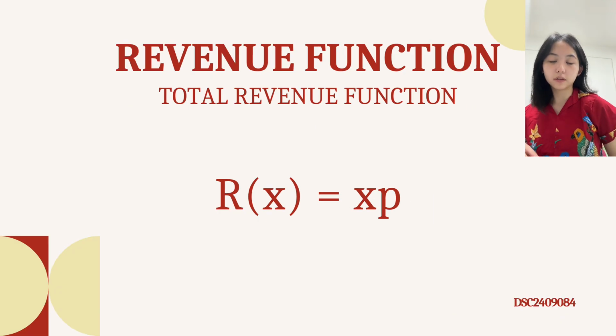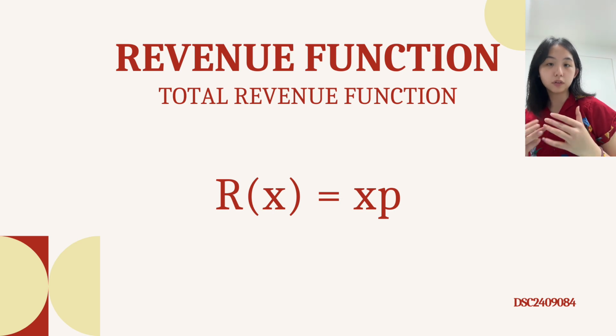Now let's shift our focus to the total revenue function, which is essential for understanding how much money a company makes from selling its products or services. The formula is R of x equals x times p, where R of x is the total revenue or total income from sales, x is the number of units sold, and p is the price per unit.